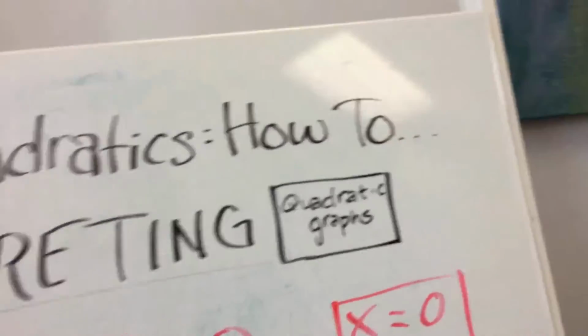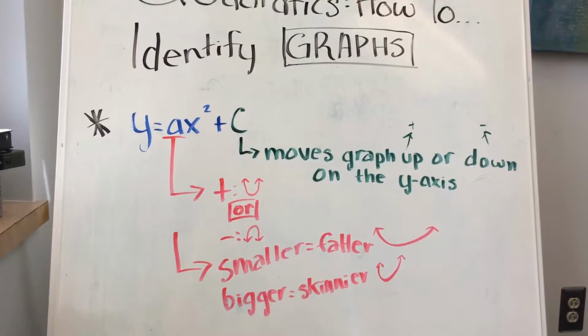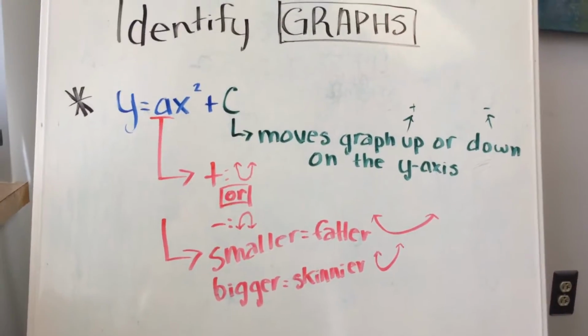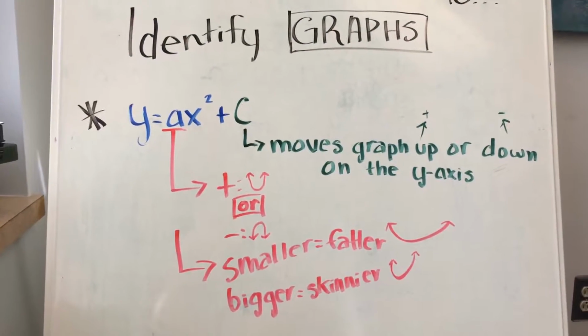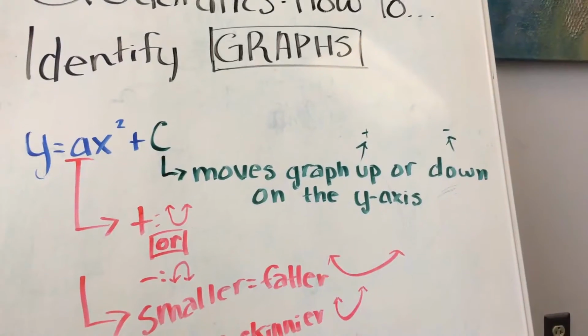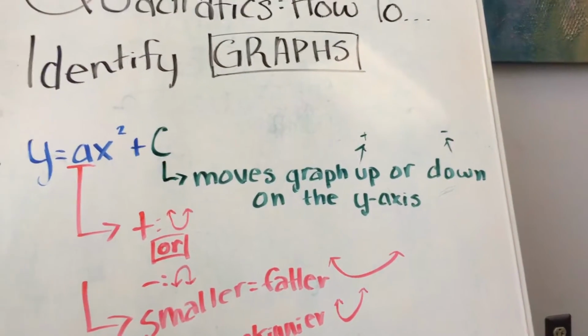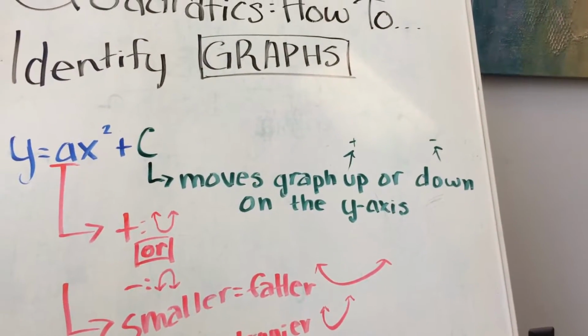Interpreting quadratic graphs. I'm going to show you how to identify graphs for two different equations. The first one is y equals ax squared plus c. C moves the graph up or down on the y-axis. Up if it's positive and down if it's negative.